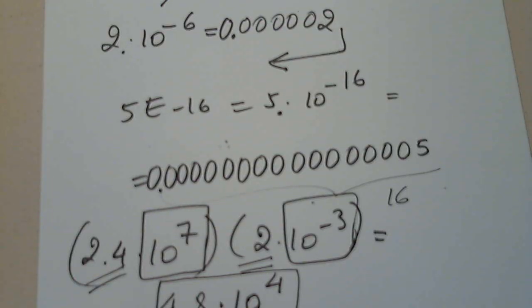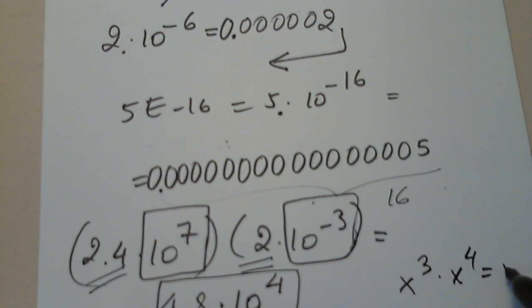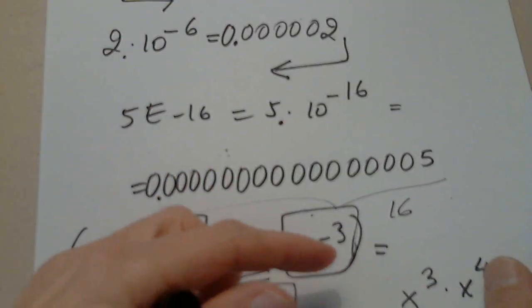So you do not multiply the 10 and the 10. You keep the base the same, and only add the exponents. This is the exponential rule. This is like x to the third times x to the fourth is x to the seventh, because they have the same base. Otherwise, I can't. But they have the same base.